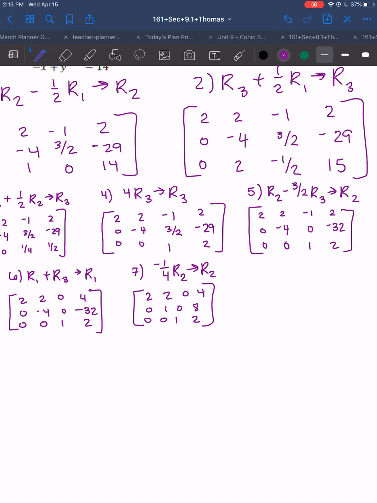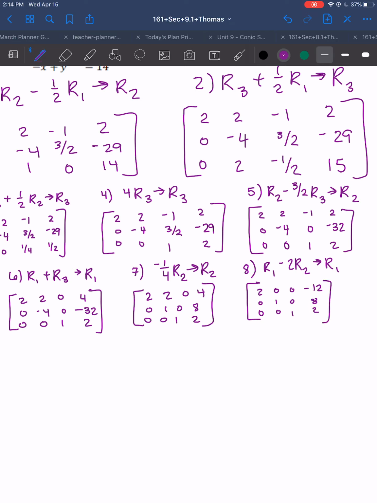And then last few steps. Now I want that first 2 to become a 0. So I'm going to take R1 minus 2 times R2 and then put it in R1. So I'm going to have 2, 0, 0, 0, 1, 0, 0, 0, 1, -12, 8, and 2.